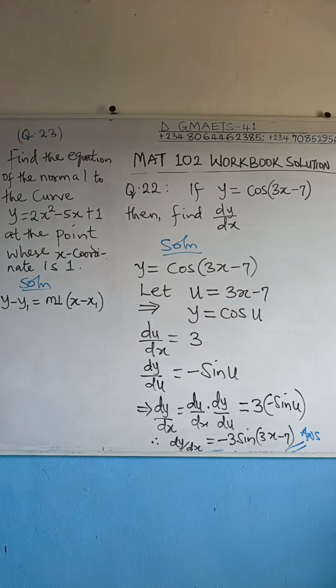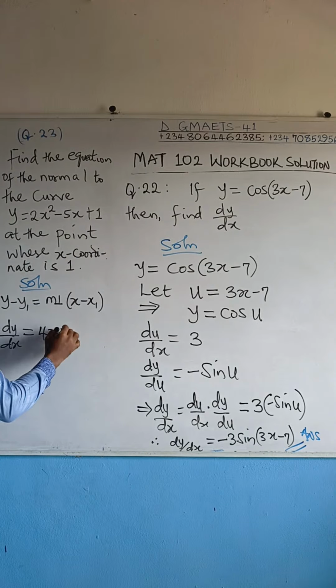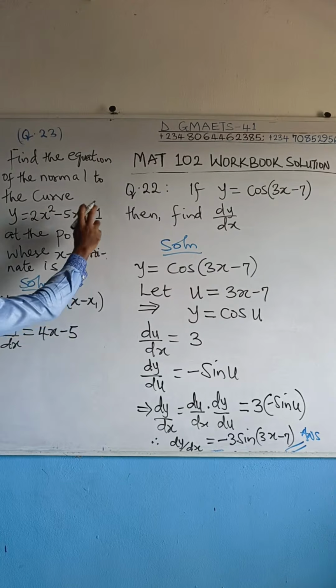So the first thing we're going to do, like I said, is getting the gradient of the tangents to this curve. And how do we do that? Simply go and obtain your dy dx. This is the y function given to us. I'm going to differentiate this. Differentiate 2x squared, you get 4x. Differentiate minus 5x, you get minus 5. Differentiate plus 1, you get 0.